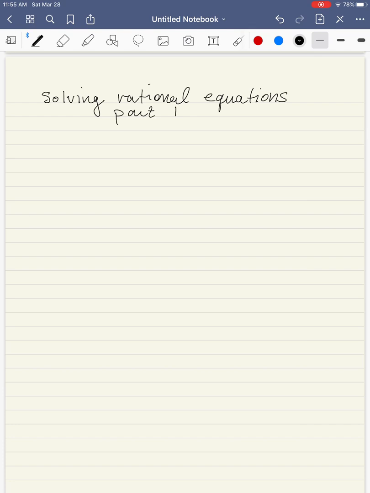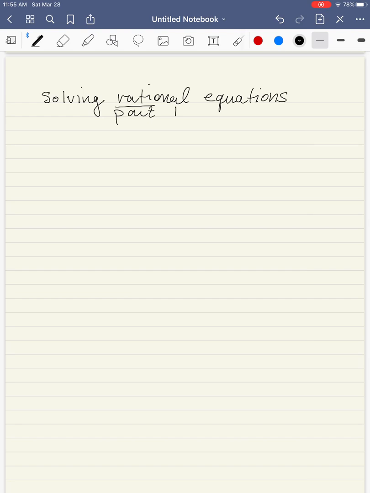In our last set of lessons, we looked at rational functions and graphs. And we saw that rational functions are functions that form a ratio. We have a polynomial divided by another polynomial. In today's lesson, the first part, we're going to do a couple of examples of solving rational equations.